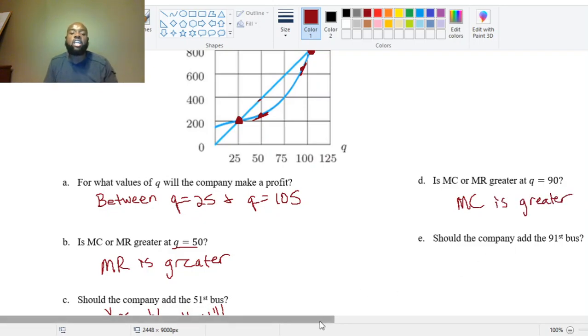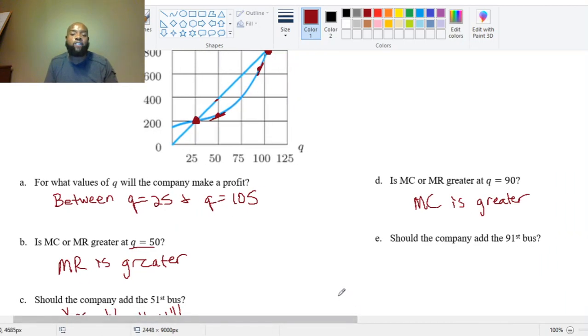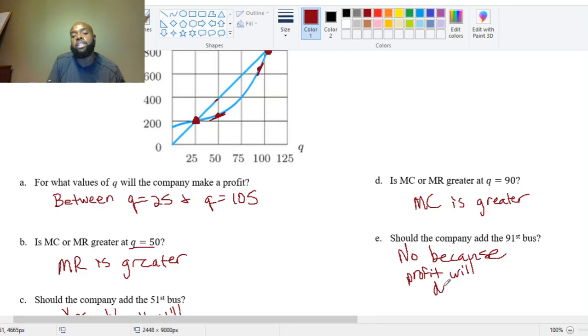And it says, should the company produce or add the 91st bus? Well, when marginal cost is greater than marginal revenue, marginal profit is negative, which means the derivative of the profit function is negative. That means that function is decreasing. And so we should say no, because profit will decrease.